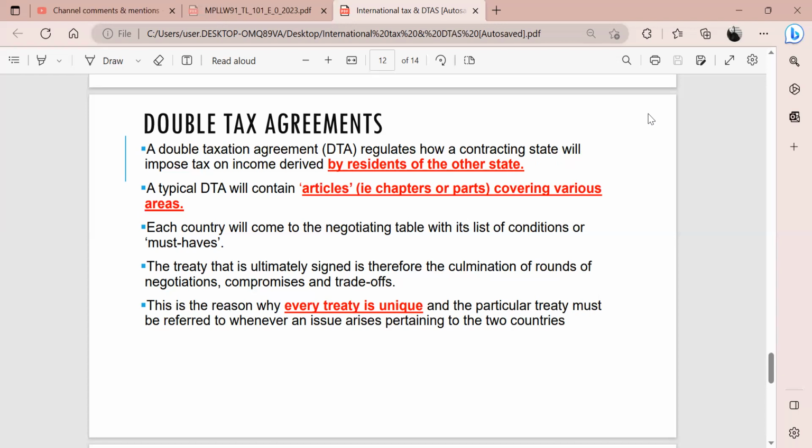Now, if you guys wonder where you can get access to double tax agreements, they are available on the SARS website. So if you want to check out the double tax agreement between South Africa and Mauritius, you can just go onto the SARS website and you will find the double tax agreement. In a test or an examination, however, you should be given an extract of the double tax agreement between the two countries, as far as I know.